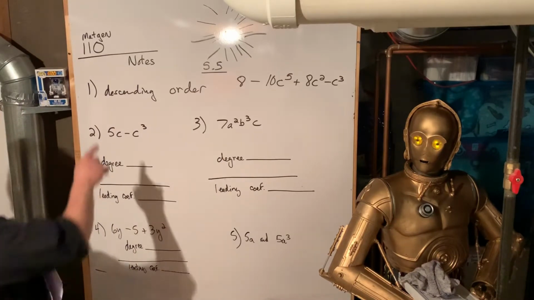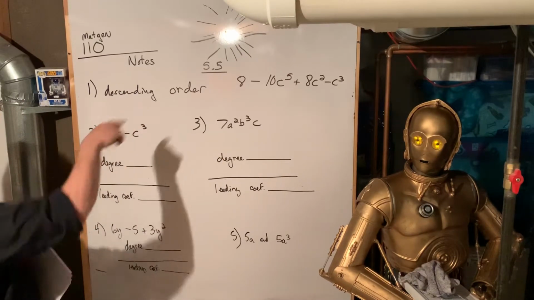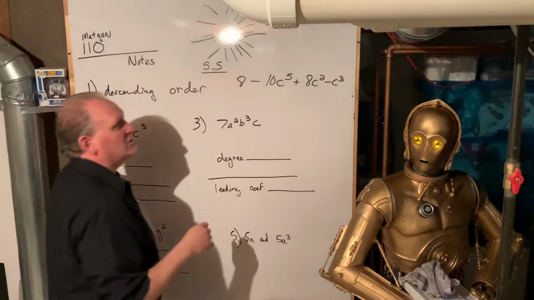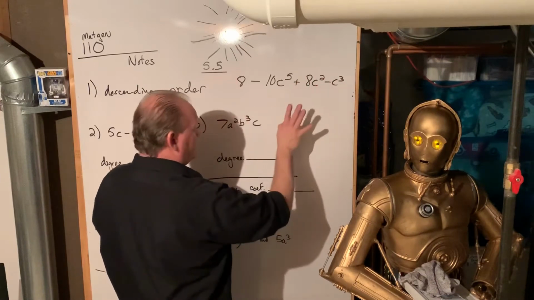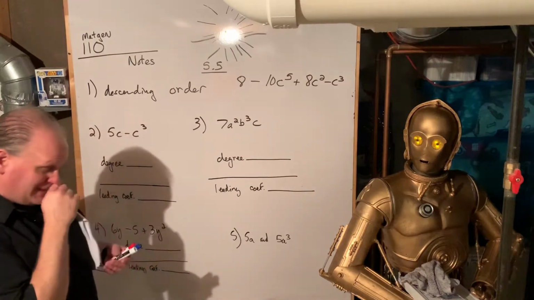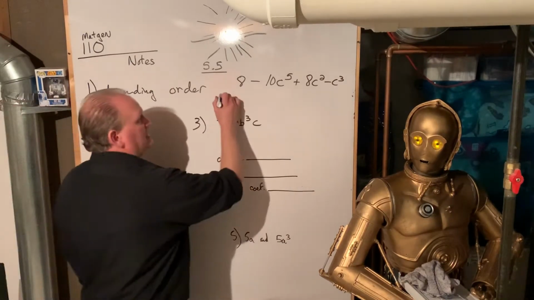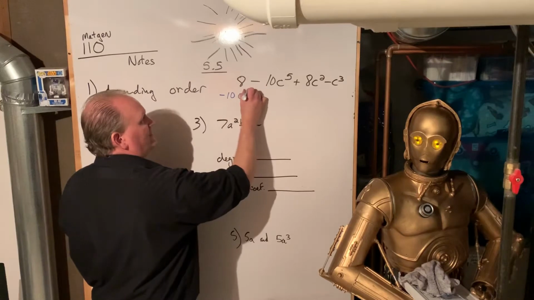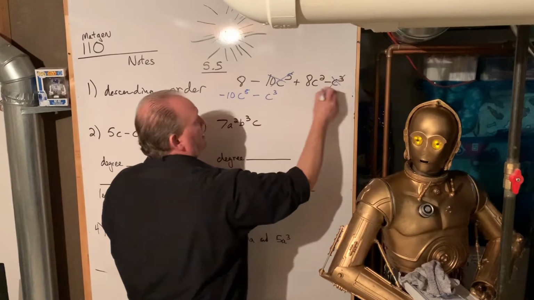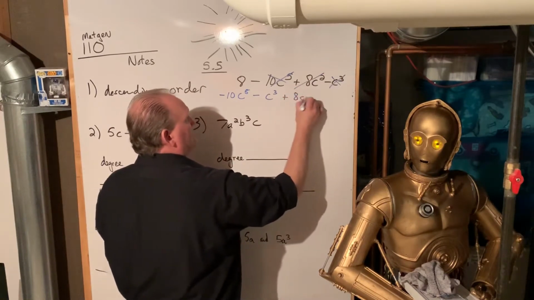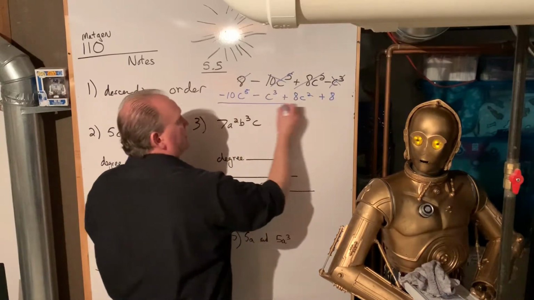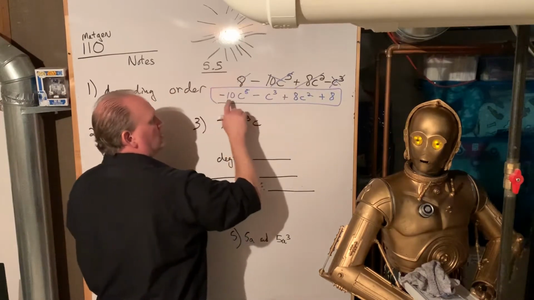So it says to write this expression in descending order. Descending order is determined by the exponents, not by the coefficients, not the numbers in front, but rather the powers. And so we want the biggest power first. So that is negative 10c to the fifth, and then minus c to the third, and then plus 8c squared, and then plus 8. And that's it. That is a polynomial with 4 terms.